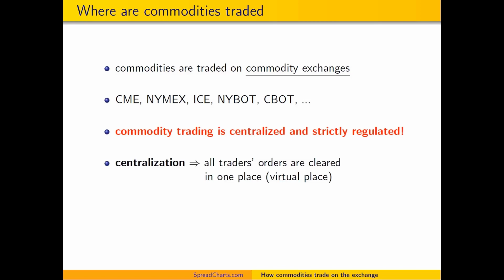Centralization means that the orders from the traders are cleared in one place. These days, this place is actually virtual, as the trading is done electronically. Regulation is also critical. Trading on commodity exchanges is regulated by a federal or other government authority with a clearly defined set of rules. Everyone must follow these rules to participate in the market. This applies mainly to clearinghouses, brokers, market makers, and other institutions who create the market. But we should be aware of the rules too as we trade through these institutions.